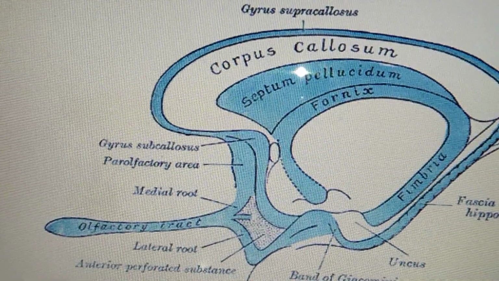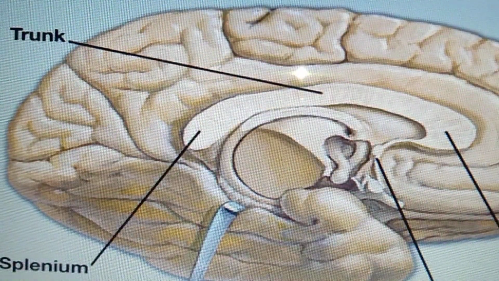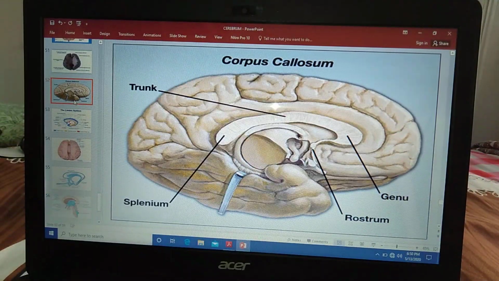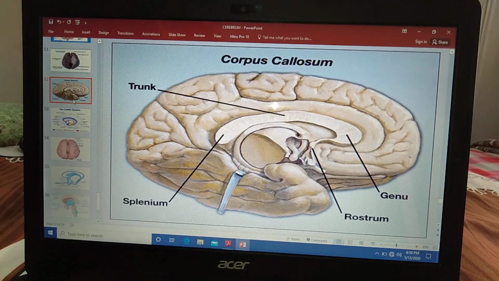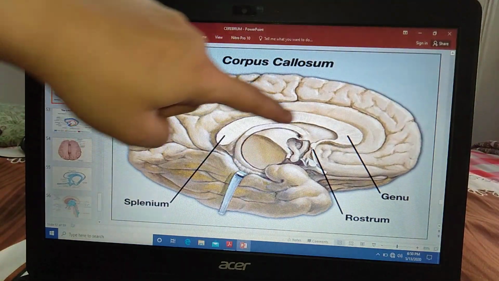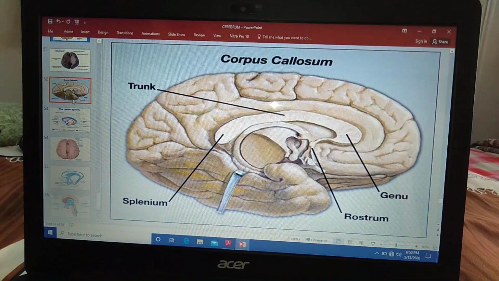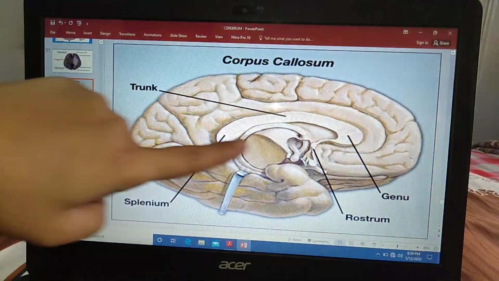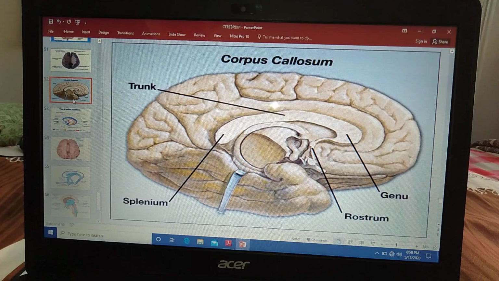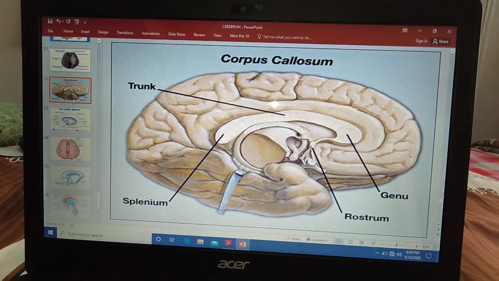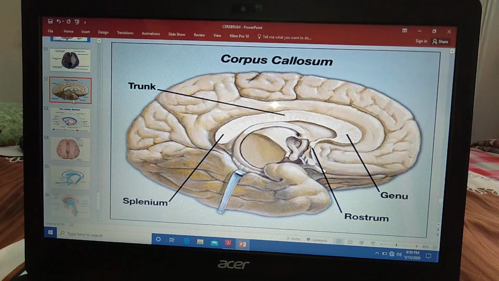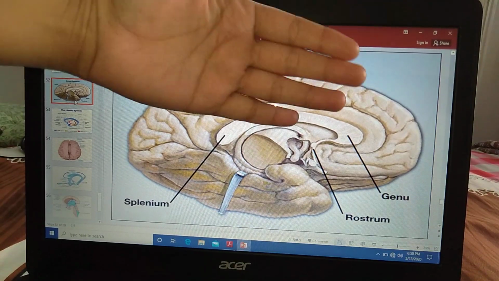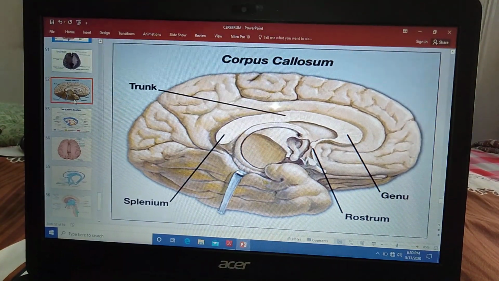Coming back to the different parts. Here also you can see the different parts. Next is the trunk. Trunk is the middle part, this area that you see, between the genu and the splenium. Its superior surface is convex from before backwards and concave from side to side. It is related to the anterior cerebral arteries and to the lower border of the falx cerebri. Falx cerebri will be just above it.